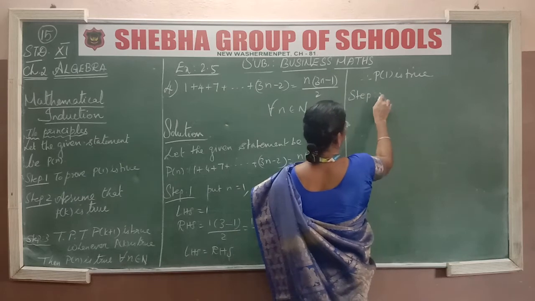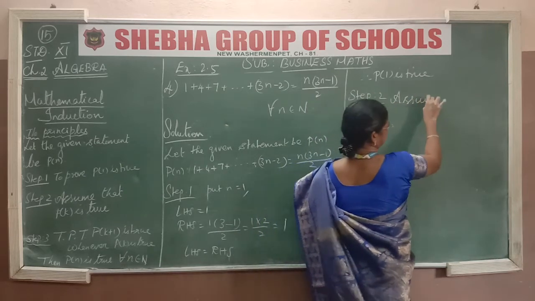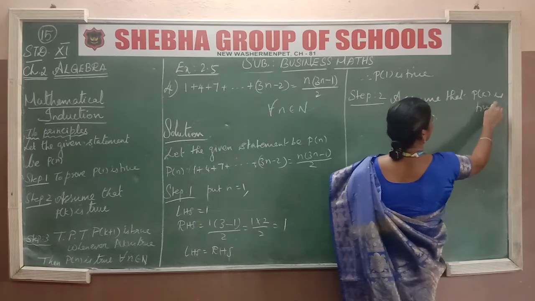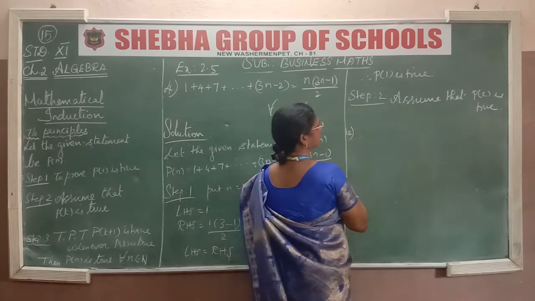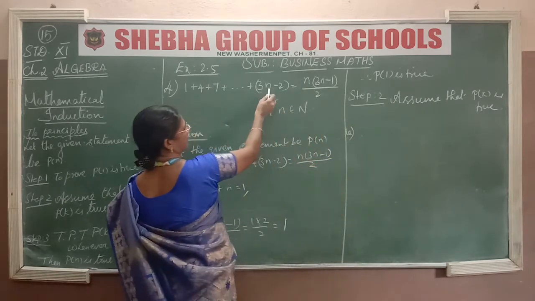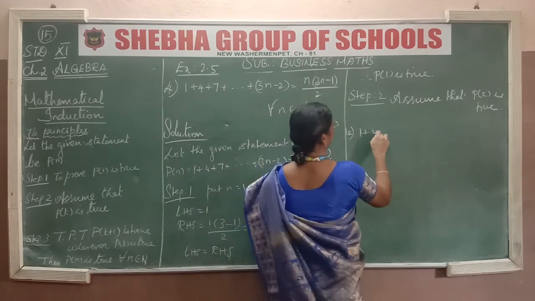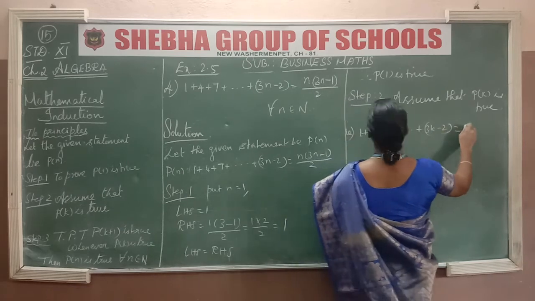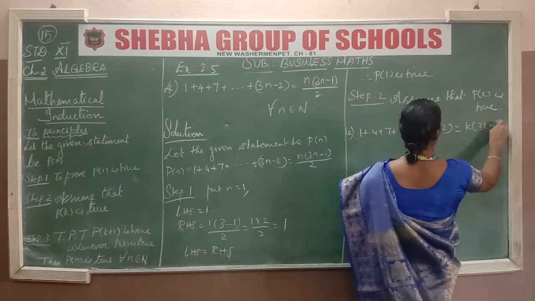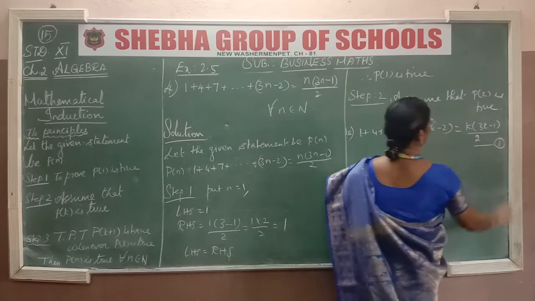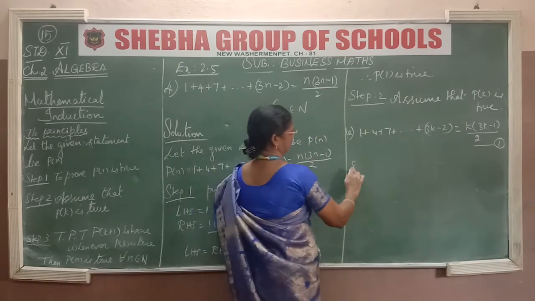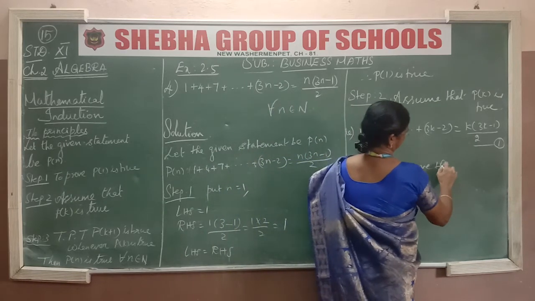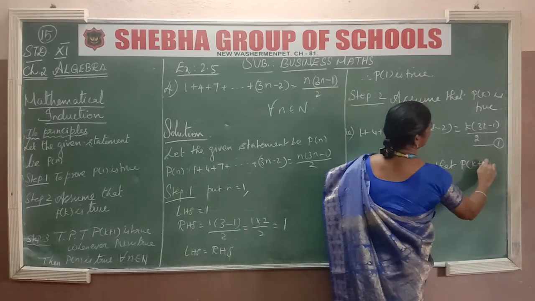The next step is assume that P of k is true. That is P of k. So instead of n we put k: 1 plus 4 plus 7 plus etc. up to 3k minus 2 equal to k into 3k minus 1 by 2. Mark it as equation number 1. The step 3 is to prove that P of k plus 1 is true.